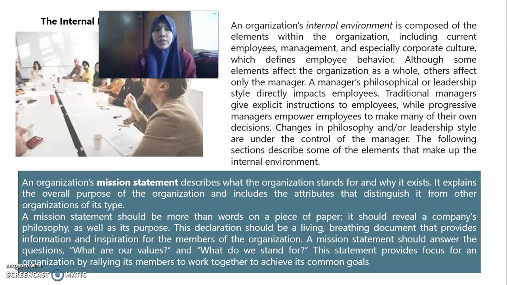A manager's philosophy or leadership style directly impacts employees. Traditional managers give explicit instructions to employees, while progressive managers empower employees to make many of their own decisions. Changes in philosophy and leadership style are under the control of the managers. The following sections describe some of the elements that make up the internal environment.